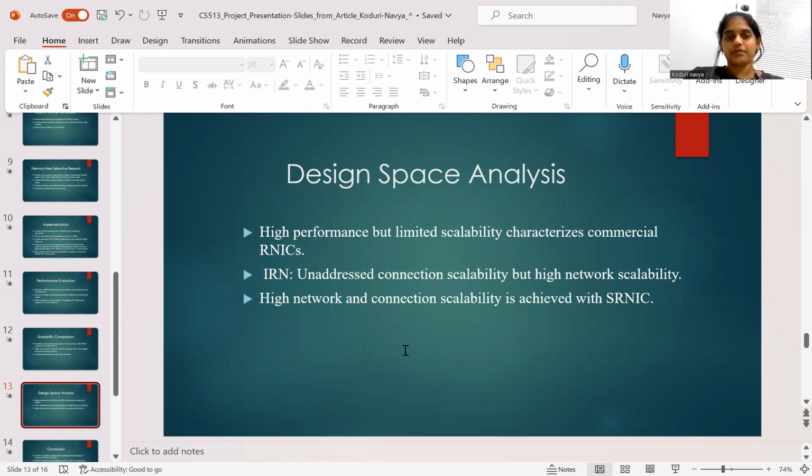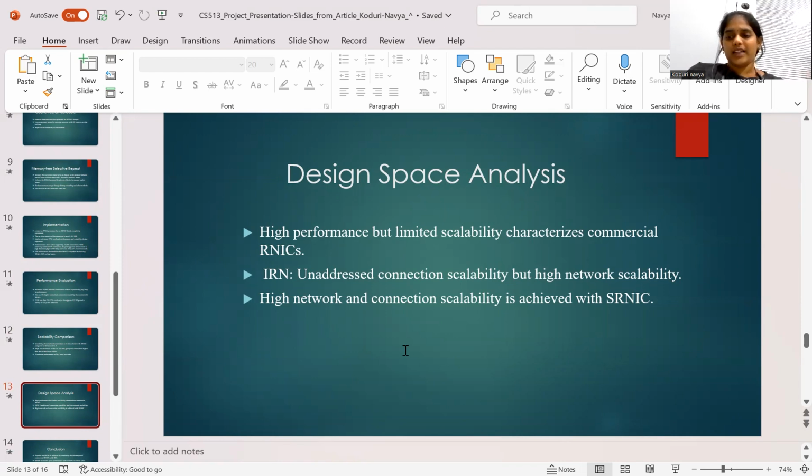This is given in the design space, which I have analyzed. In the previous designs, they focused only on network scalability, and connection scalability was not addressed. But now the architecture, sRNIC, achieved both the network and the connection scalability.